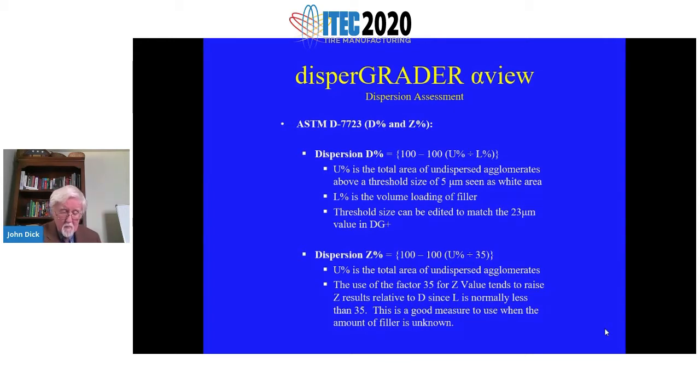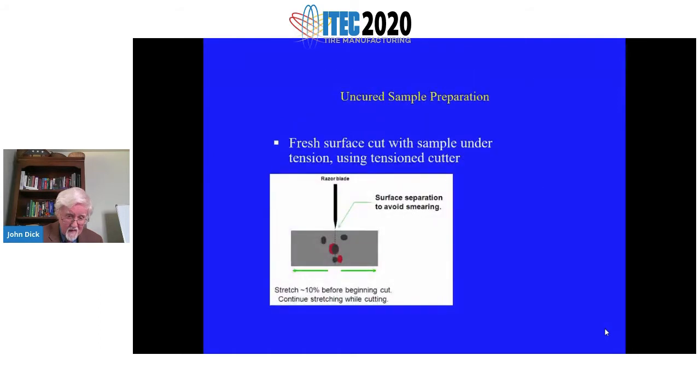But quite a while ago, people preferred to use another calculation called the %Z dispersion. The %Z dispersion doesn't require you to know what the loading level of the carbon black is in the compound. Instead, we substitute 35, which is most representative, and this has worked out well in the industry, so much that most people want to actually calculate %Z rather than %D in their studies. Next slide, please.